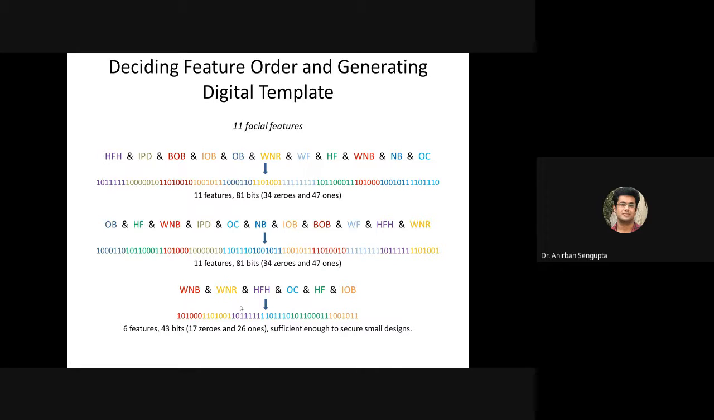It is also possible that we can have the same size of the signature of the facial biometric, but the order of the facial features can be different. For example, in the first case, the facial feature orders are vastly different than the one in the second case, although they have the same sizes.